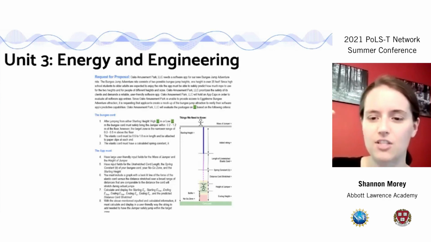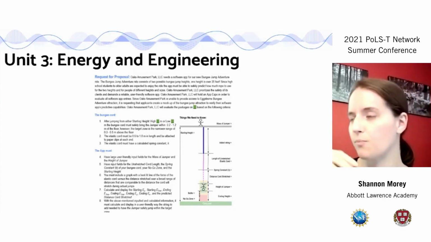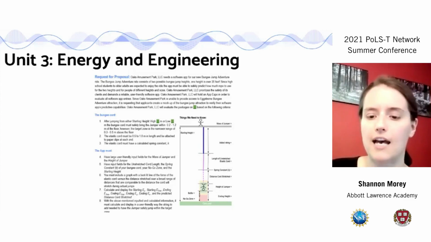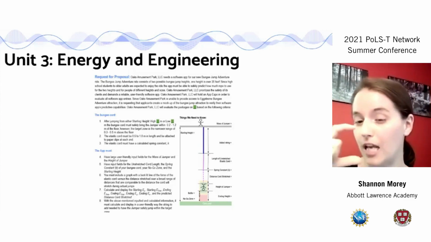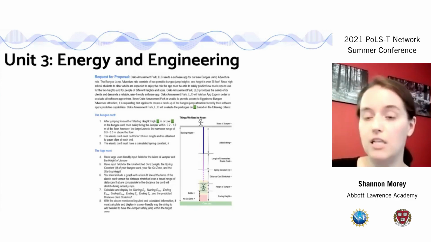So they have this bungee jump, and depending on the mass of the jumper, the height of the jump, how much string are you going to need to add in order for the bungee jumper to land within this perfect zone, right? And so they need to understand a lot about energy in order to be able to solve this problem.